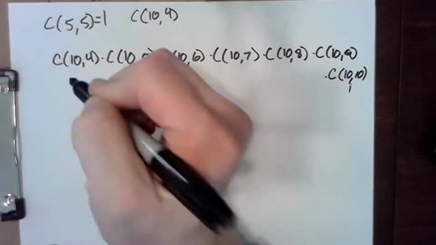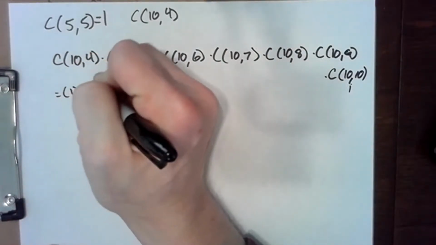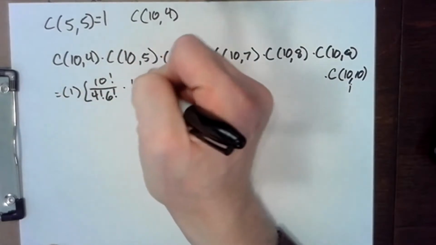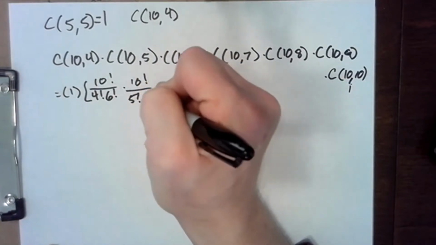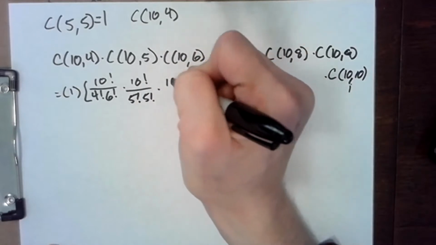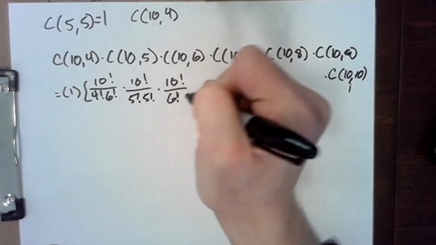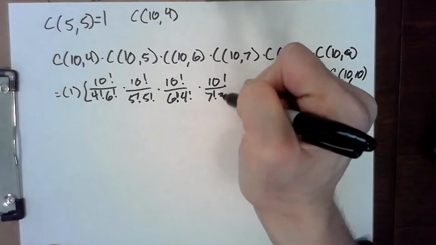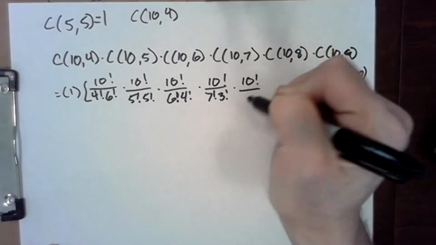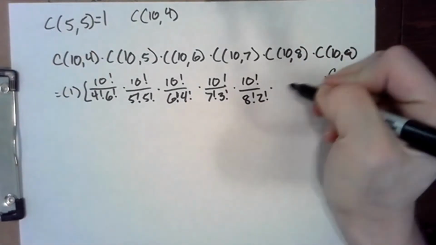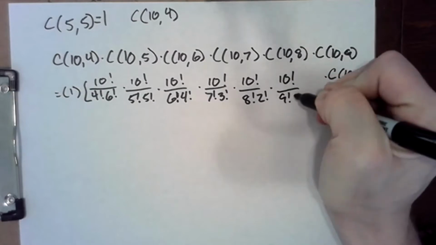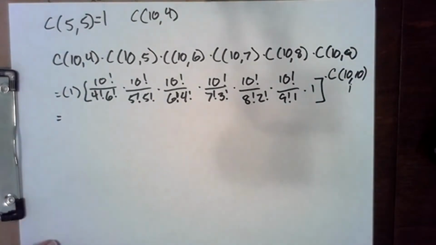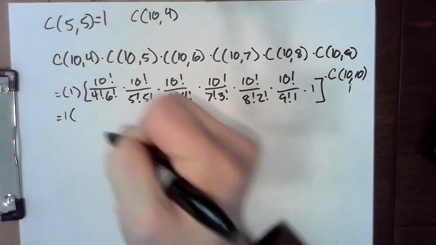Okay, so that becomes 1 times 10 factorial over 4 factorial times 6 factorial times 10 factorial over 5 factorial times 5 factorial times 10 factorial over 6 factorial times 4 factorial times 10 factorial over 7 factorial times 3 factorial times 10 factorial over 8 factorial times 2 factorial times 10 factorial over 9 factorial times 1 factorial times 1. Okay, well then, that is 1 times 210.